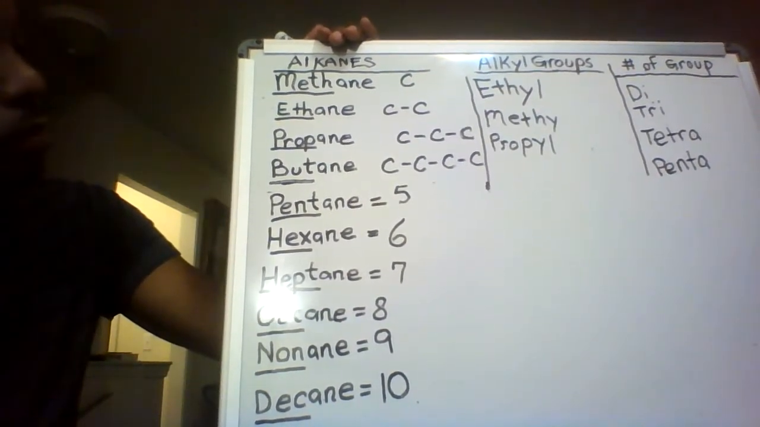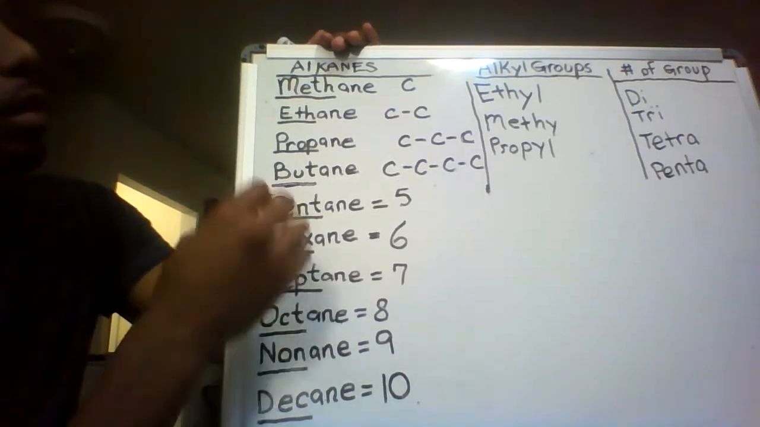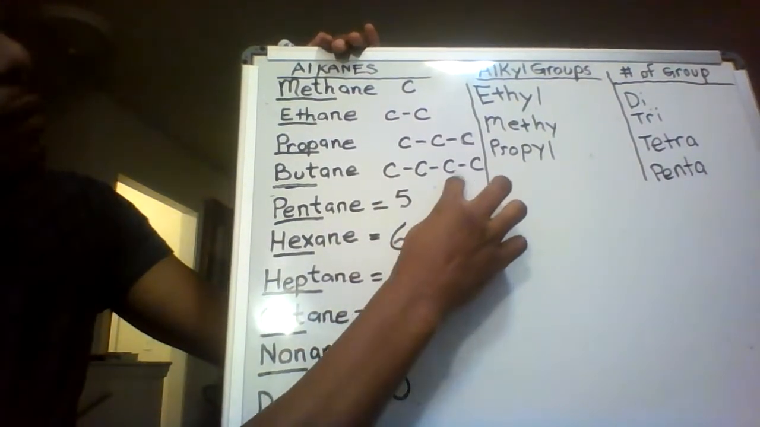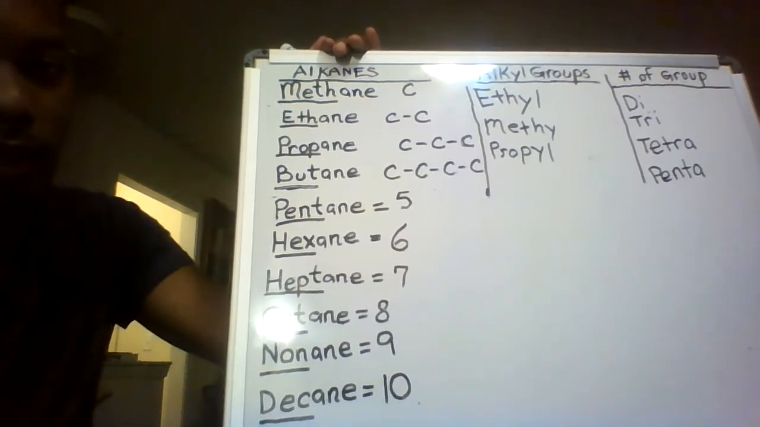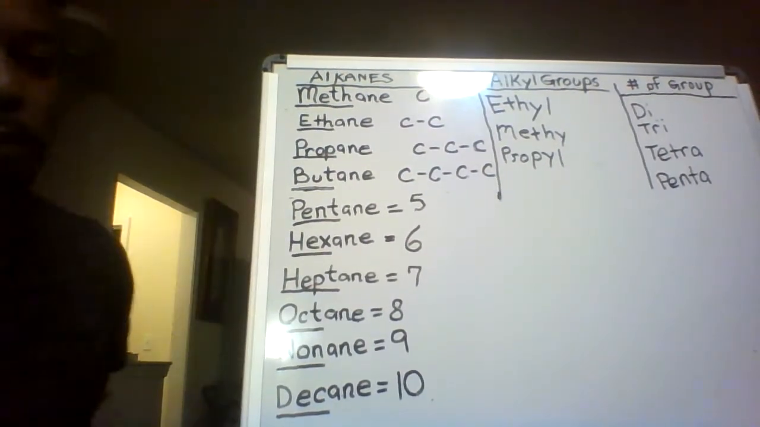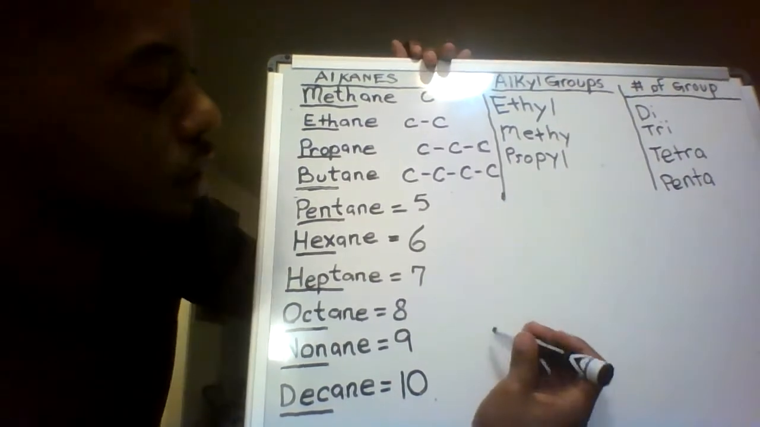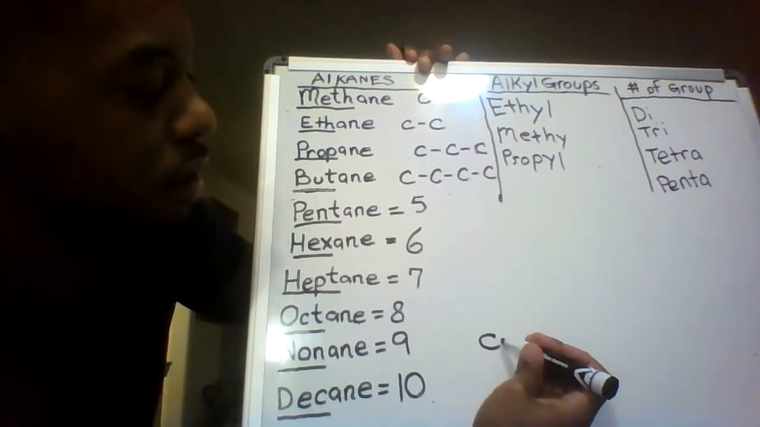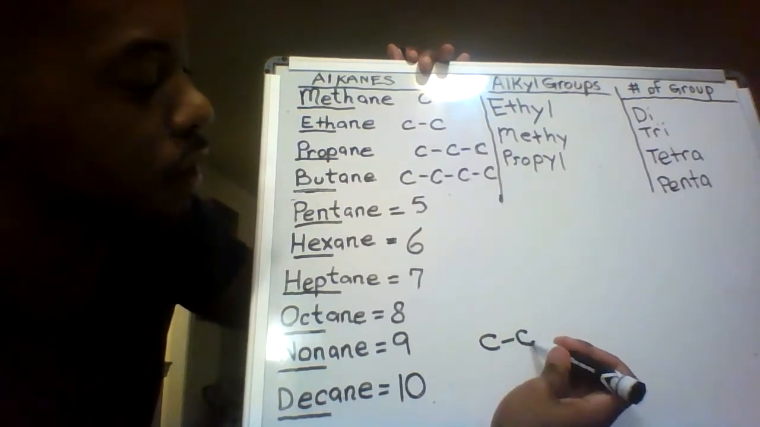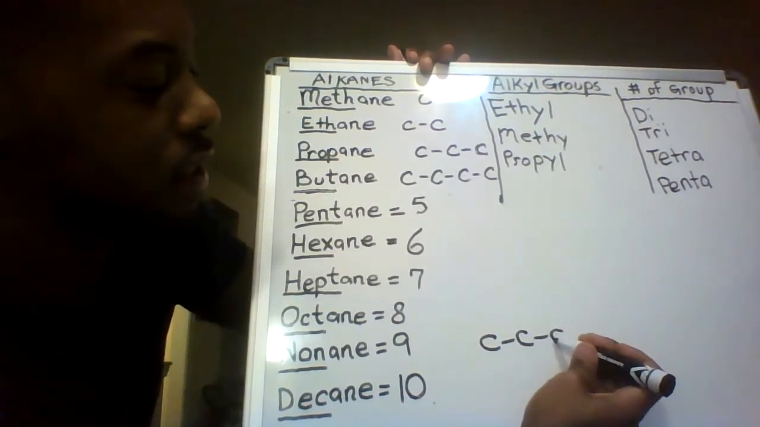But if there's a 4 chain of carbons, it's going to be a butane. And basically, I'll just show you how to choose your chain with this part. So say you got something, well, I showed you before, but you got something like this.